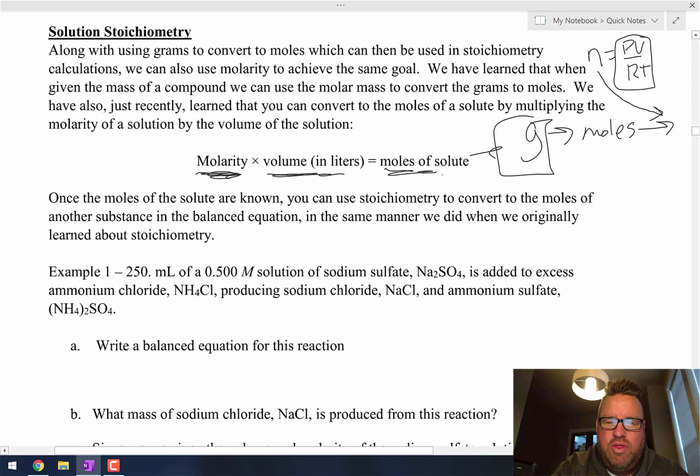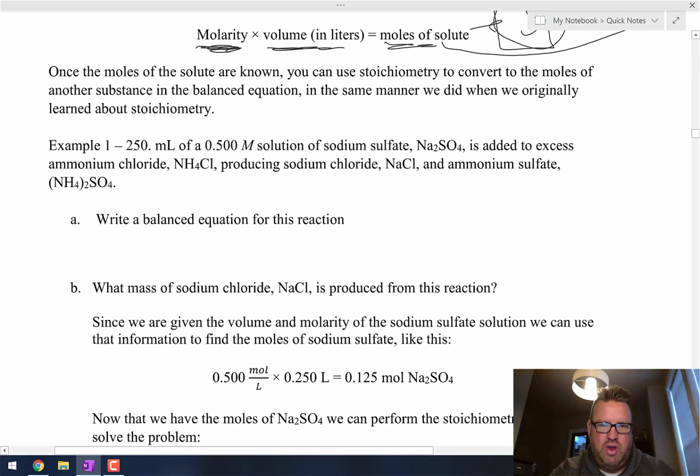And what can you do with those moles of solute? The same thing we do with grams, or with pressure, temperature, and volume: you can use stoichiometry to convert from the moles of one thing to the moles of something else, just like what we've already learned. Let me show you an example of this.